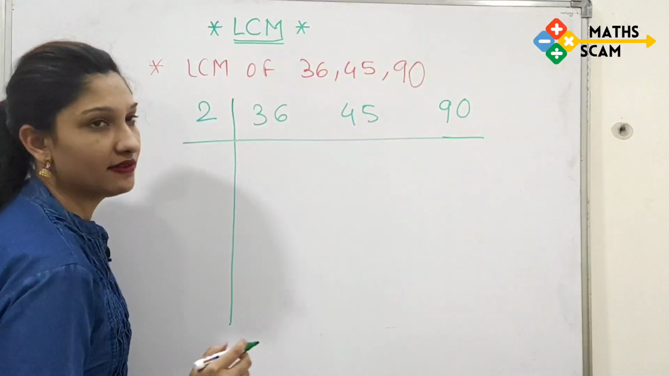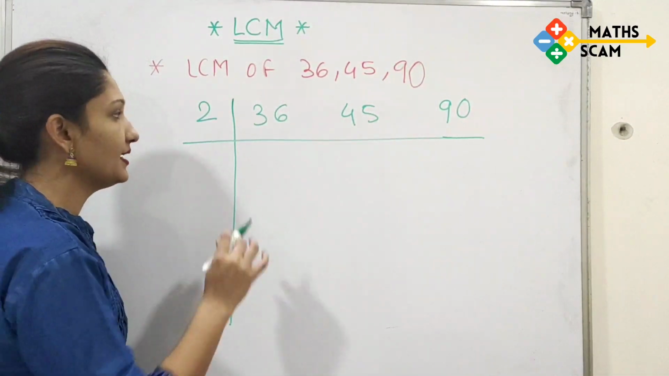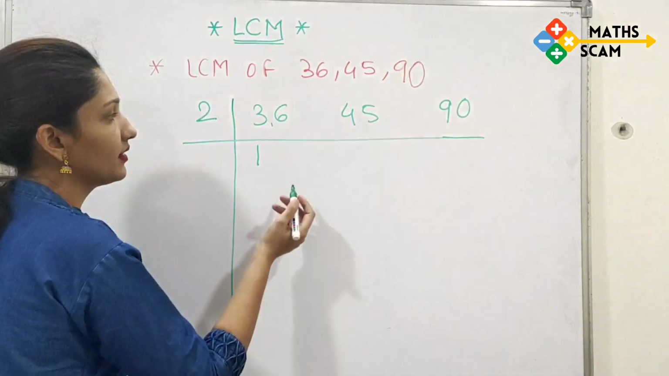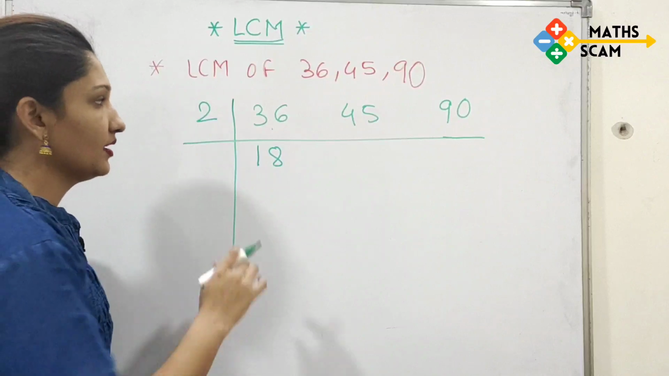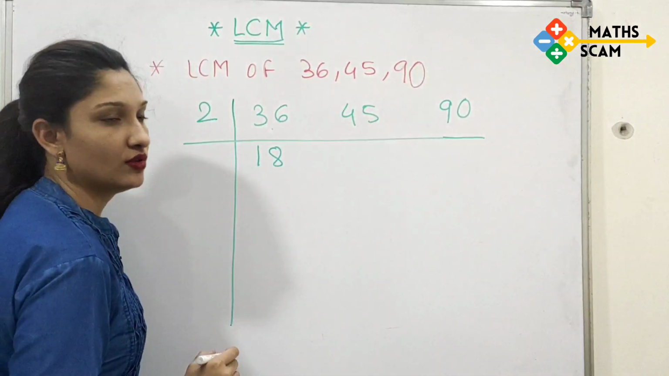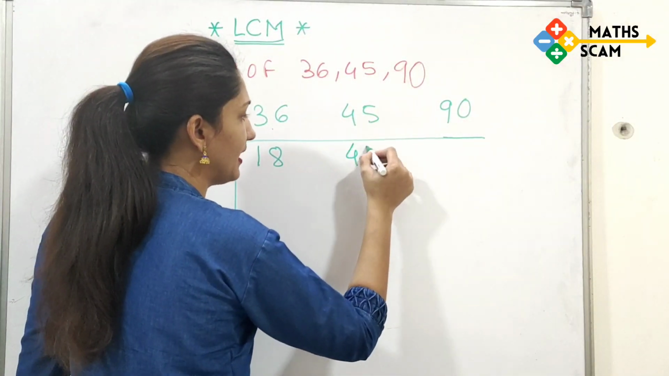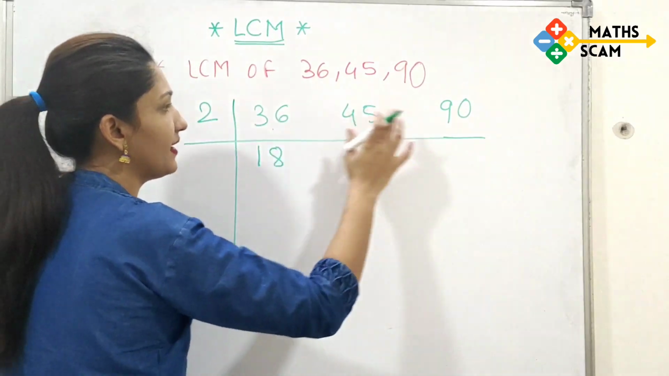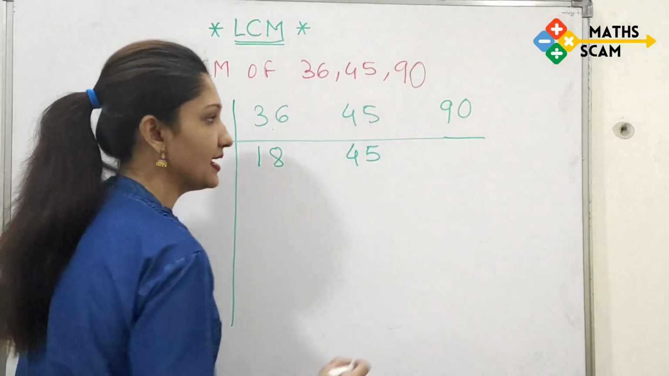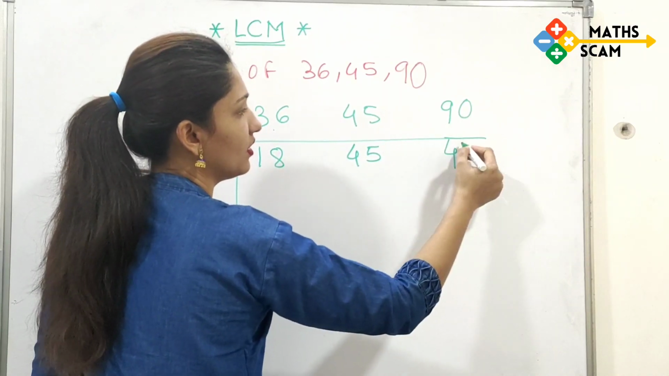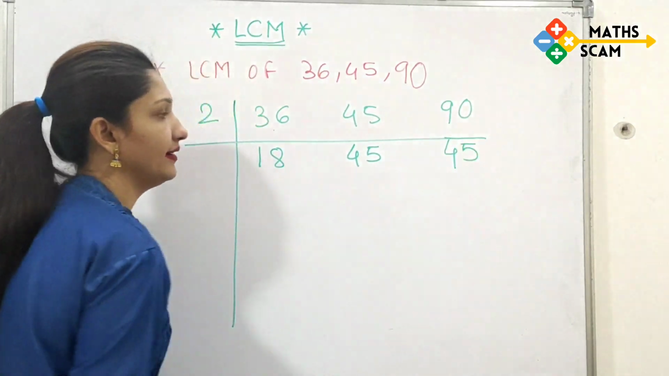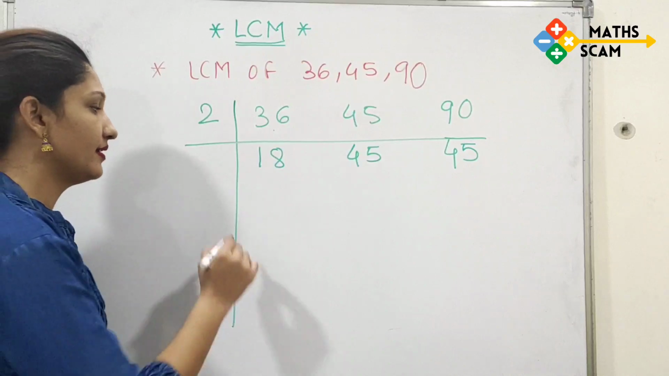Okay, so try dividing by 2. Can we divide 36 by 2? Yes. 2 1s are 2. Carry 1. 2 8s are 16. So 18. Can we divide 45 by 2? No. So write this number as it is. Can we divide 90 by 2? Yes. 2 4s are 8. Carry 1. 10. 2 5s are 10. Okay. Next step.